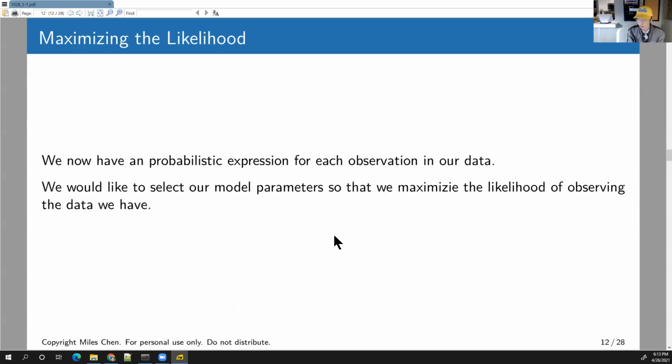Okay. So now that we have a probabilistic expression for every observation in our data, we want to find the model parameters so that we can maximize the total likelihood of observing the data we have, right? What's the difference between a likelihood and a probability? Or, we'll say, a likelihood function and a probability distribution function. Maybe that's a little bit more specific. Is there a difference?